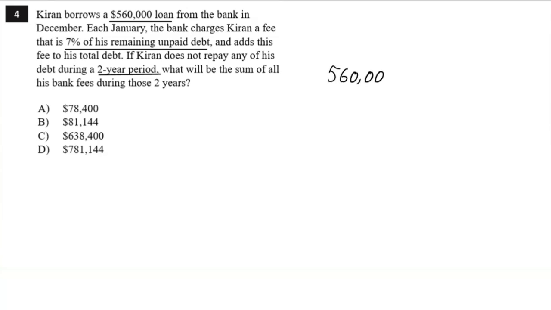560,000, that's the initial amount. And it's going to be 1 plus 7%, which is 107%, 1.07 to the power of 2. Let's see what we get.